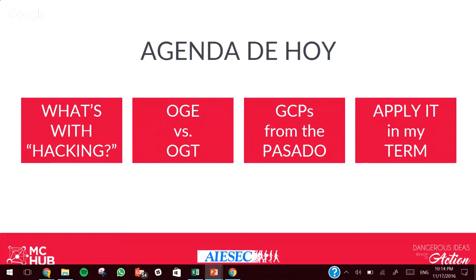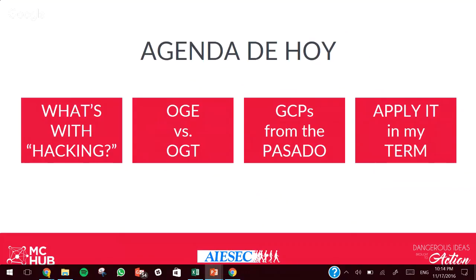Cool. So the first one is about what's with hacking. We hear this word a lot in ISIC, especially recently. What does it mean? Why? Let's put some context into that. Then we'll do a little bit of a clarification between oGE and oGT. Since last year, this was oGAP, and then it became oGT, and now it's oGET.